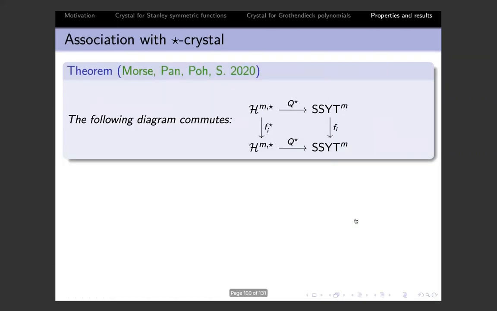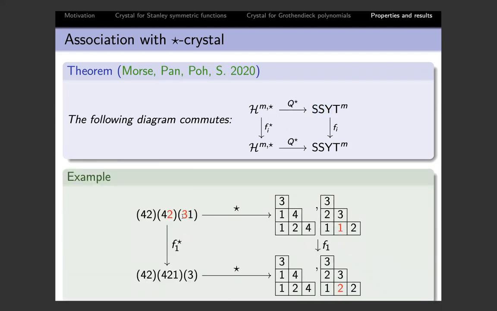And then what we showed is that the following diagram commutes: if you look at the recording tableau under the star insertion, then this commutes with the crystal operators on semi-standard tableaux. So if you do a crystal operator that we defined on these decreasing factorizations, and you look at the recording tableau under this insertion, that will be a semi-standard Young tableau, and you use the usual crystal operators, then this diagram commutes. So here's an example. Our star insertion operator would make this decreasing factorization into this decreasing factorization. Under the star insertion, if you look at the recording tableau, it exactly makes this 1 into a 2.